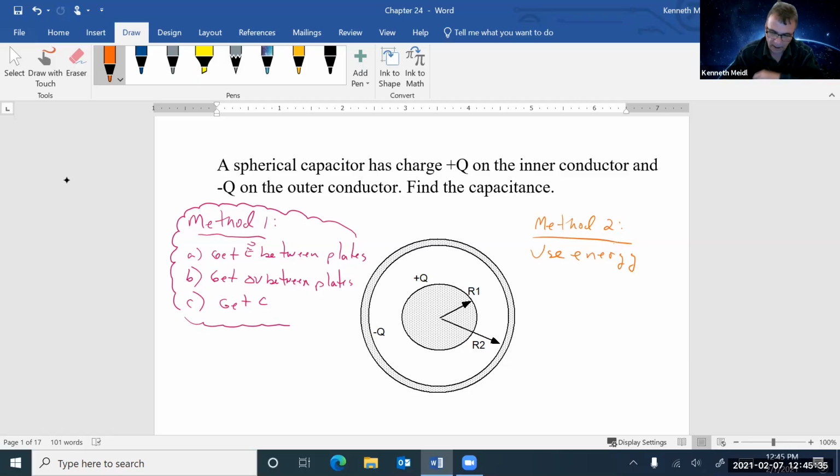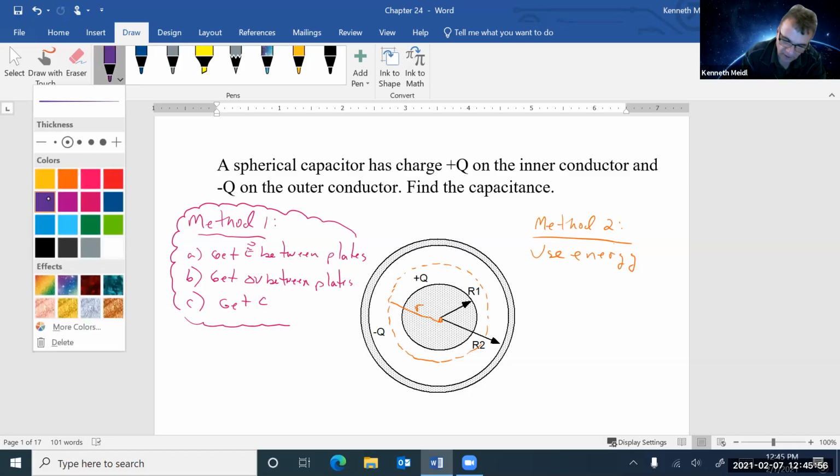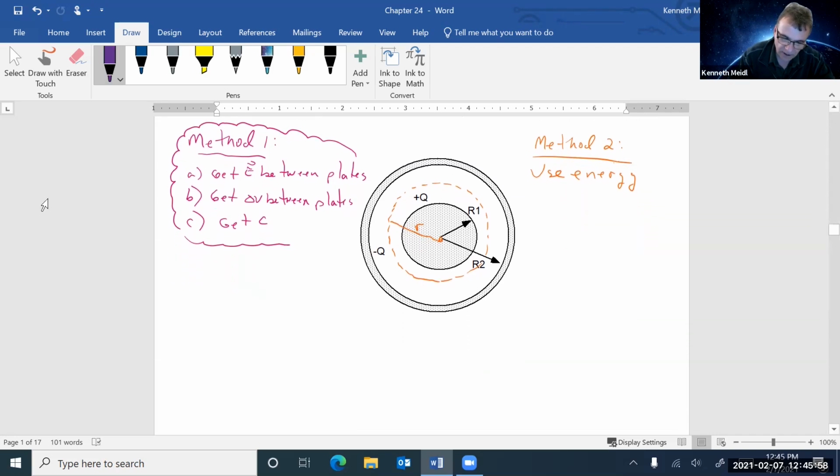And so I'm going to get the electric field between the plates. So my Gaussian surface is going to be some sort of three-dimensional sphere, and I want it to be in between the plates. And so it has a certain size, right? My Gaussian surface has a certain size. And I'm just going to go right through the steps here. So let's just call this method 1 here.